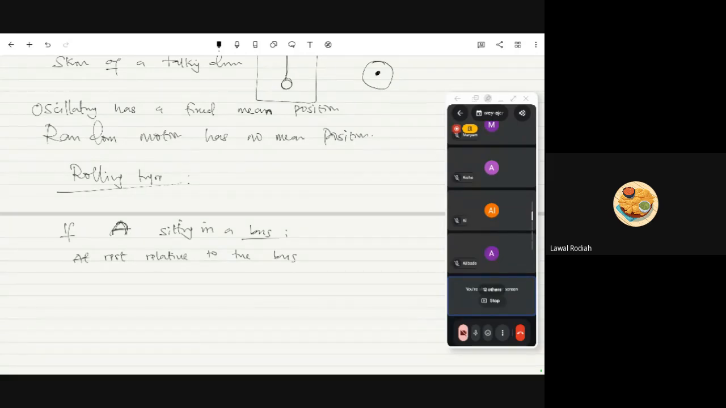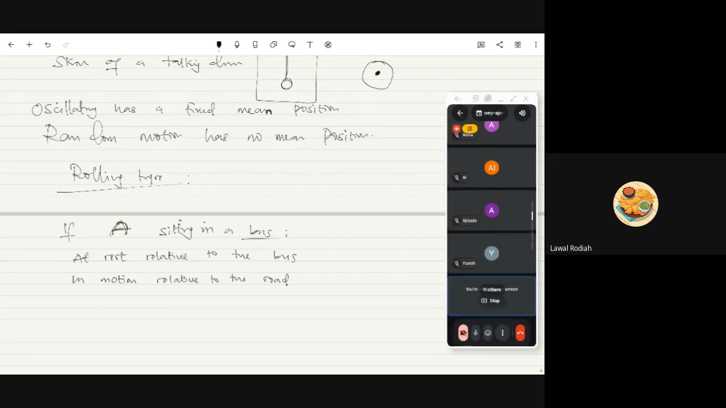So just know that if an object A is sitting inside a bus, it is at rest relative to the bus. But it is in motion relative to the road. Is this clear? You can see the difference. Relative to the bus, the body is at rest. Relative to the road, the body is what? In motion. Is that clear?